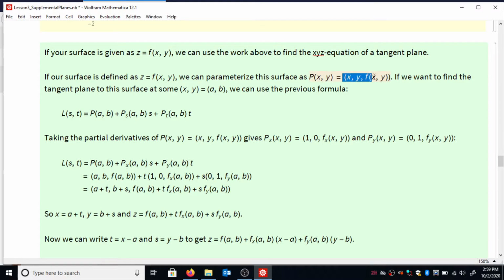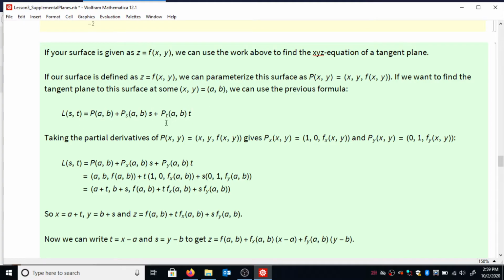You can always do this. If you have any z equals f of x, y, you get a free parameterization by making x your first parameter, y your second parameter, and f of x, y your z coordinate of your ordered triple here. Now we have this beautiful formula from the previous text cell, so let's use it.